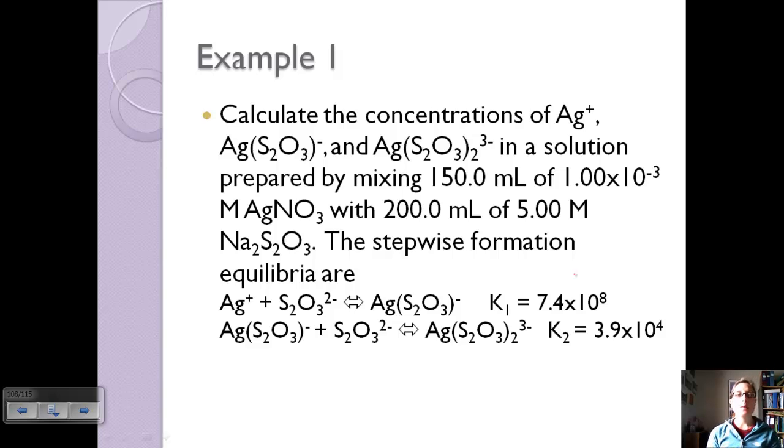So let's look at an example. I want to calculate the concentrations of silver, AgS2O3-, and Ag(S2O3)2 3- in a solution. So we're going to have 150 milliliters of 1 times 10 to the negative 3 molar silver nitrate, silver 1 nitrate, and 200 milliliters of 5 molar Na2S2O3. And so if we look at the steps for the equilibrium, we have silver plus the S2O3 2- forming AgS2O3-. So we have one complex ion, and we have the K value for that. And then we take that and we add another ligand, and so we form Ag(S2O3)2 3-, and we also have the K value for that.